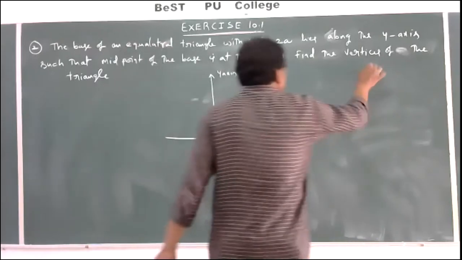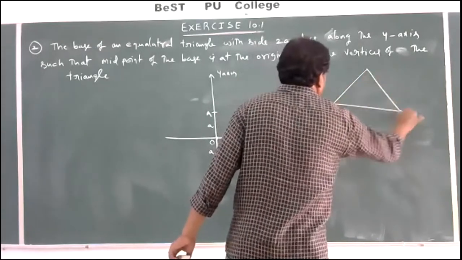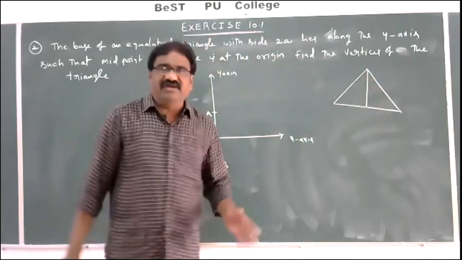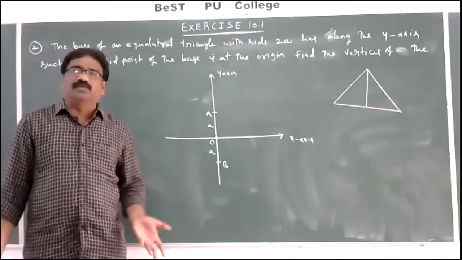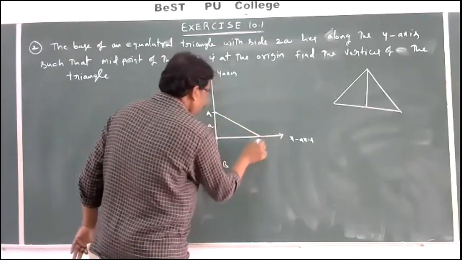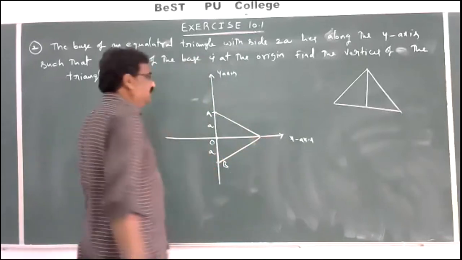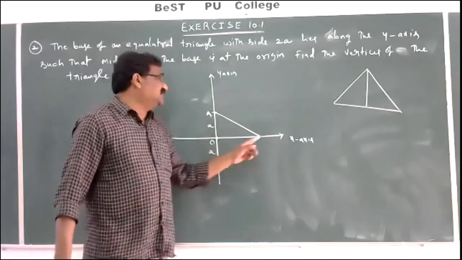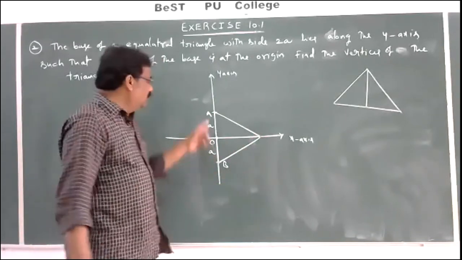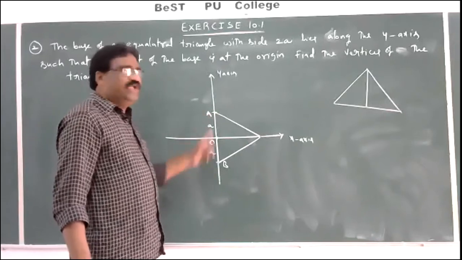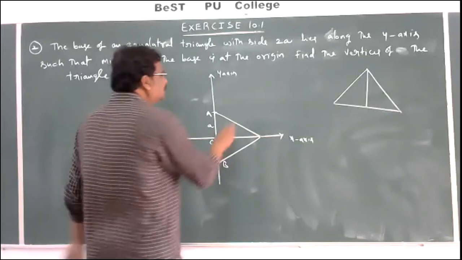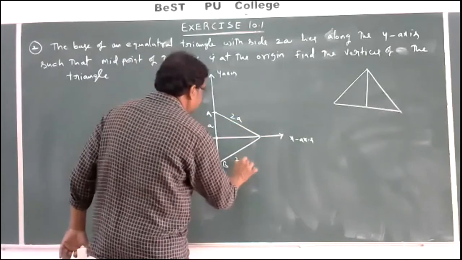So in an equilateral triangle, the median is nothing but the altitude. In an equilateral triangle, median is equal to altitude. Both are the same. So here, this is an equilateral triangle. Compulsorily the vertex lies on the x-axis. It is an equilateral triangle whose base is 2a. Side is 2a means base is 2a. This side is also 2a in length and this is also 2a in length.